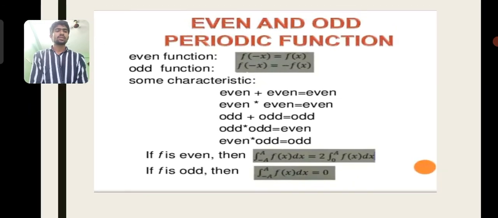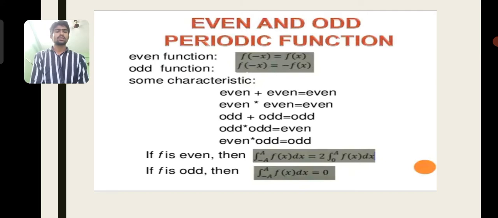Now the even or odd periodic function. Even and odd periodic functions can satisfy or represent the Fourier transformation of a cosine or a sine. An even function satisfies f(-x) equals f(x); an odd function satisfies f(-x) equals minus f(x). Some characteristics: even plus even equals even, odd into even equals odd, odd plus odd equals odd, odd into odd equals even, and even into odd equals odd. If f is even, then the integral from minus a to plus a of f(x) dx equals 2 into the integral from 0 to a of f(x) dx.